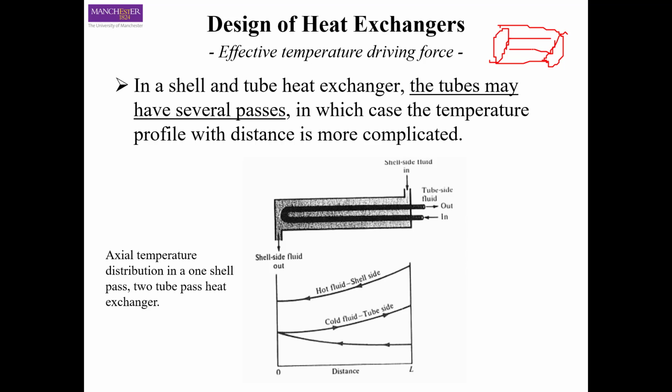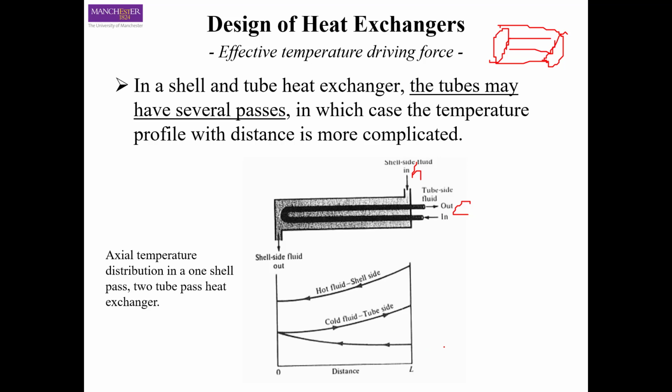So here we have an example of, again, a relatively simple case. You have one shell and two tube passes. Let's say the hot fluid is moving in the shell, and the cold fluid is moving in the tubes. If you look at the temperature profile and try to draw it, you see that the hot fluid is losing heat as it moves along the length of the heat exchanger, while the cold fluid, for example, moves along the first pass of the tube, like you are moving in this part.